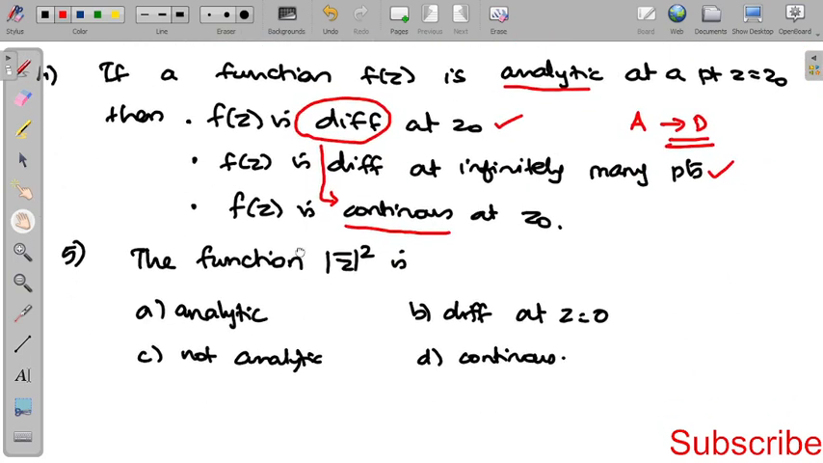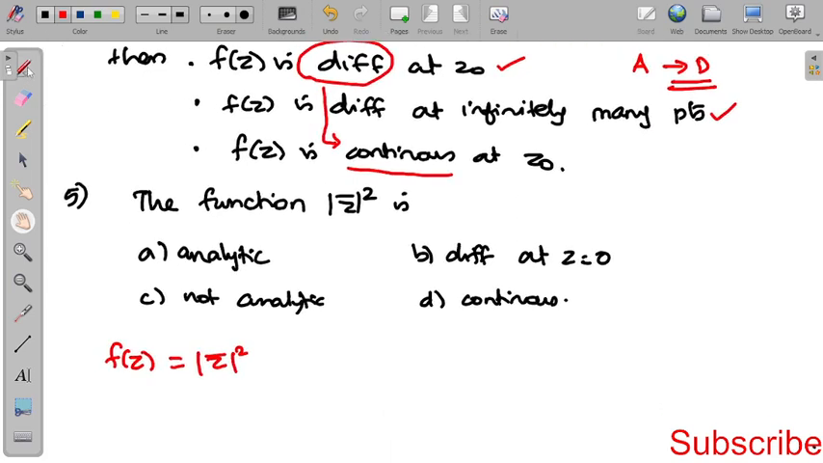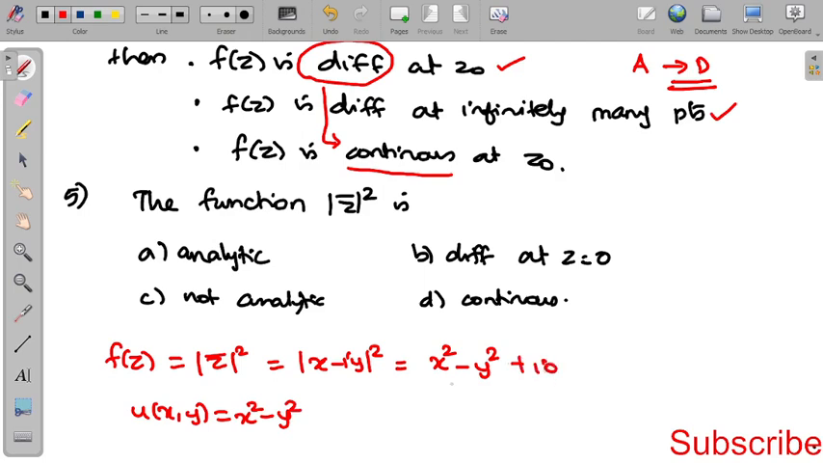Now the fifth one: the function modulus z square is. So out of these four options, which are right? So f(z) is equal to modulus z bar the whole square. We know that this is equal to modulus of (x minus iy) the whole square, which is equal to x square minus y square, root of x square plus iy the whole square. From this you can write u(x,y) is equal to x square minus y square, and here there is no imaginary part, so v(x,y) is equal to 0.